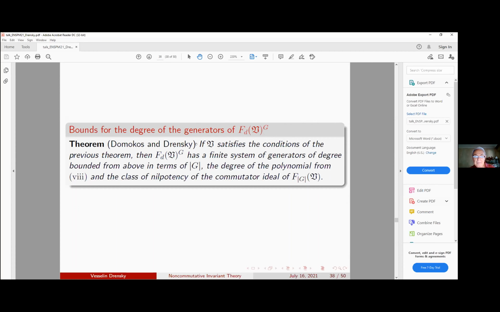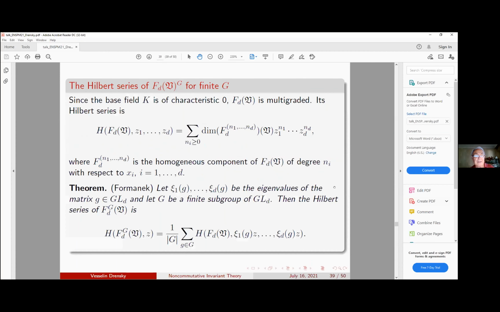But here, if you have a variety which satisfies the condition of the previous theorem, the finite system of generators can be found explicitly because the generators have a degree which is bounded in terms of the order of the group, the degree of the polynomial which I mentioned, the polynomial in three variables, and the commutator ideal of this algebra is nilpotent, and it depends on the class of nilpotency. So here the rank is the order of the group. So this is something which can be solved explicitly again to find the generators.